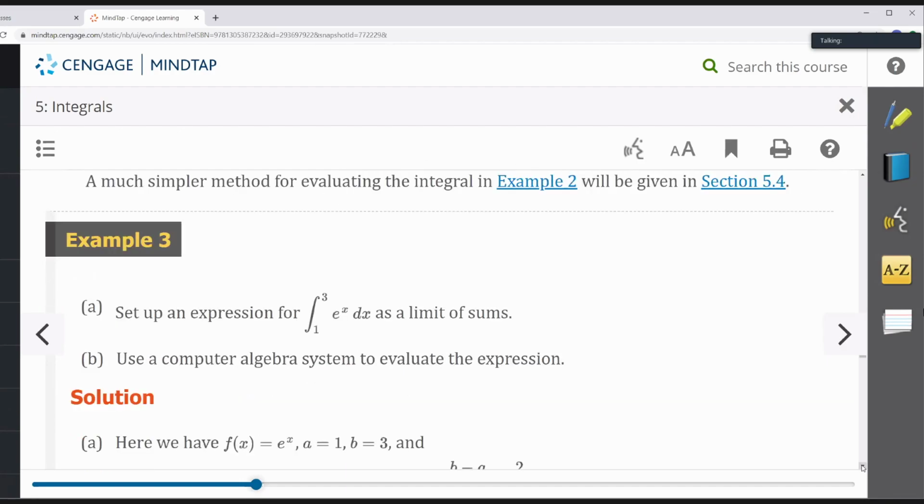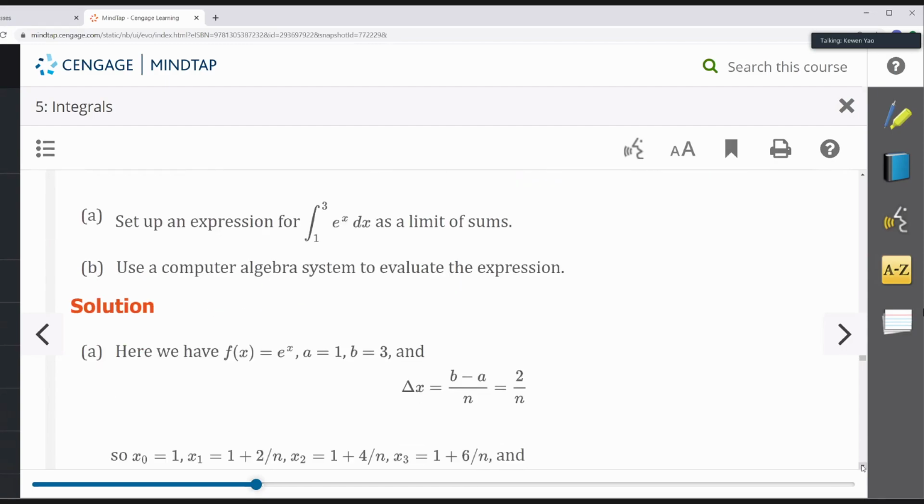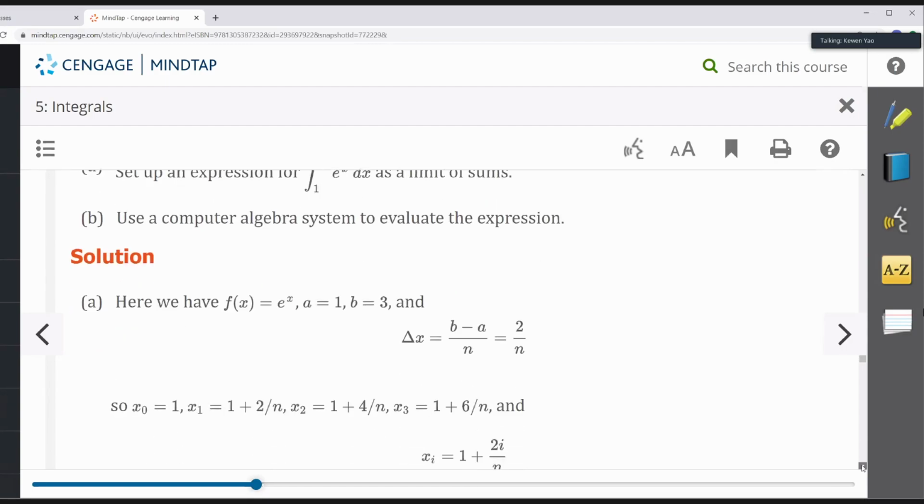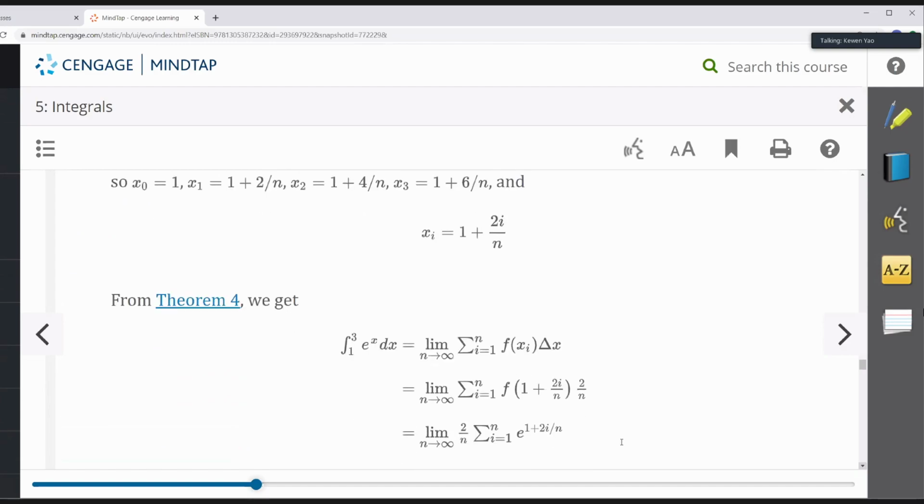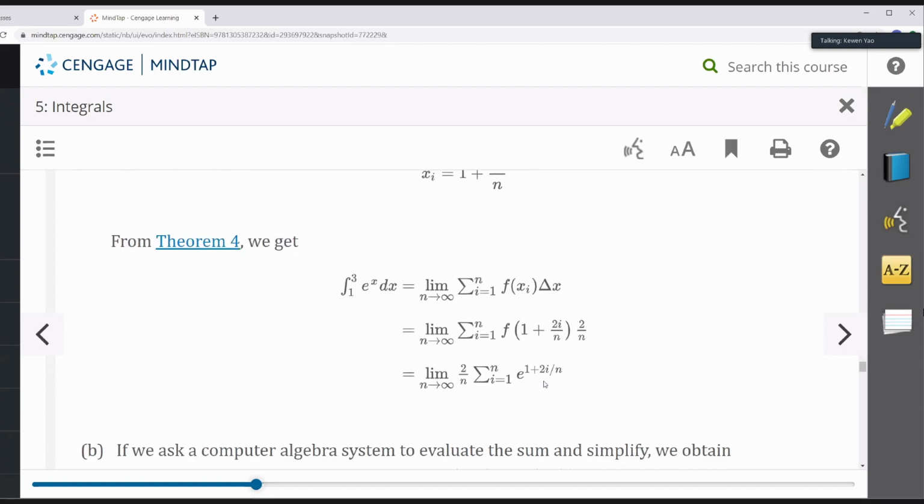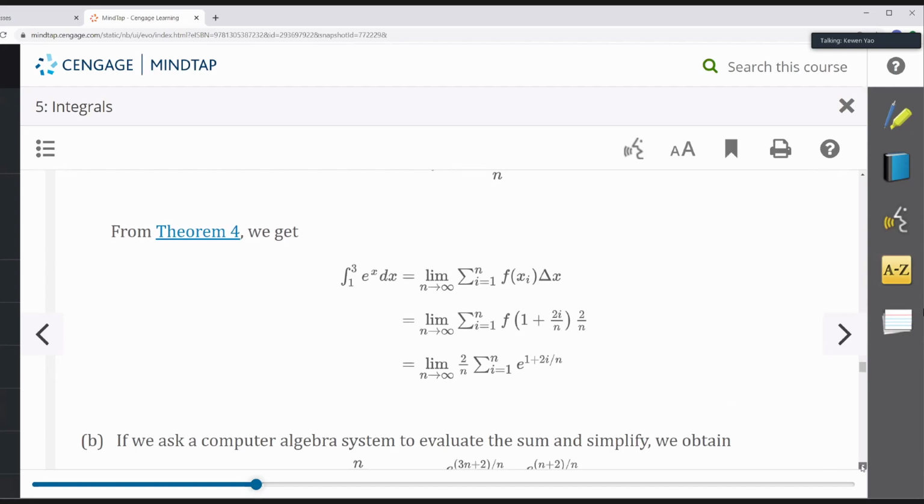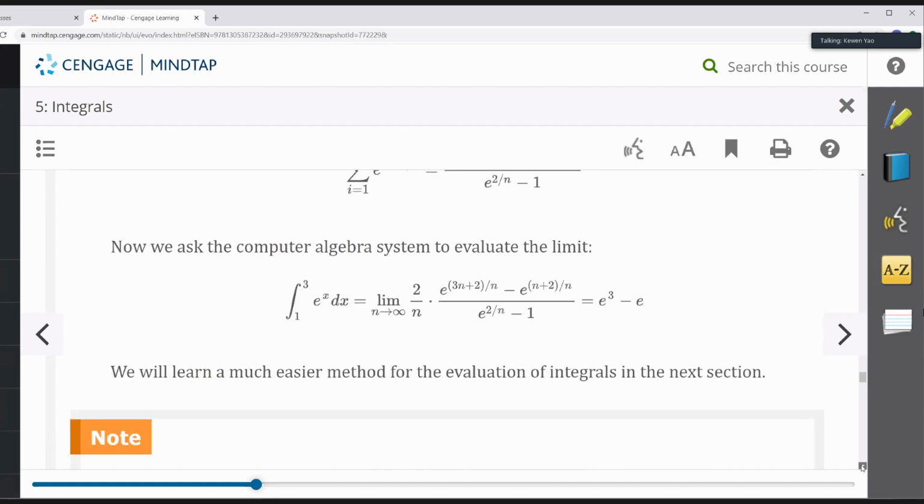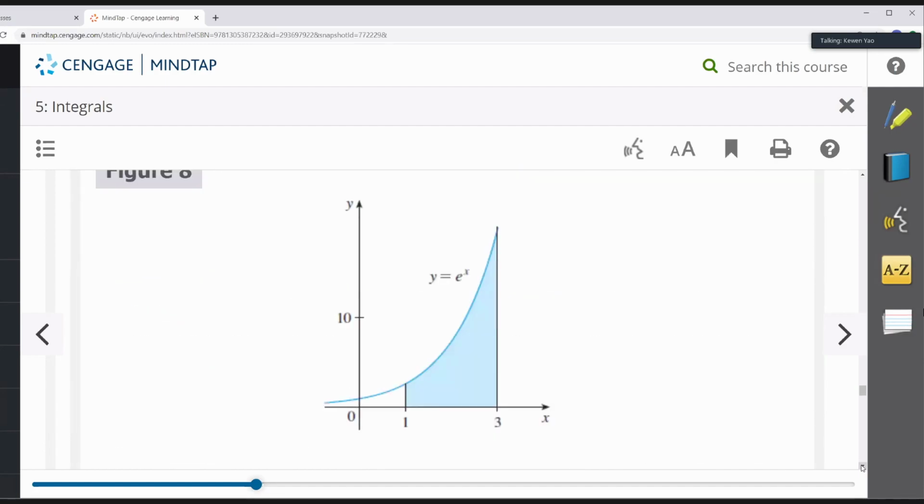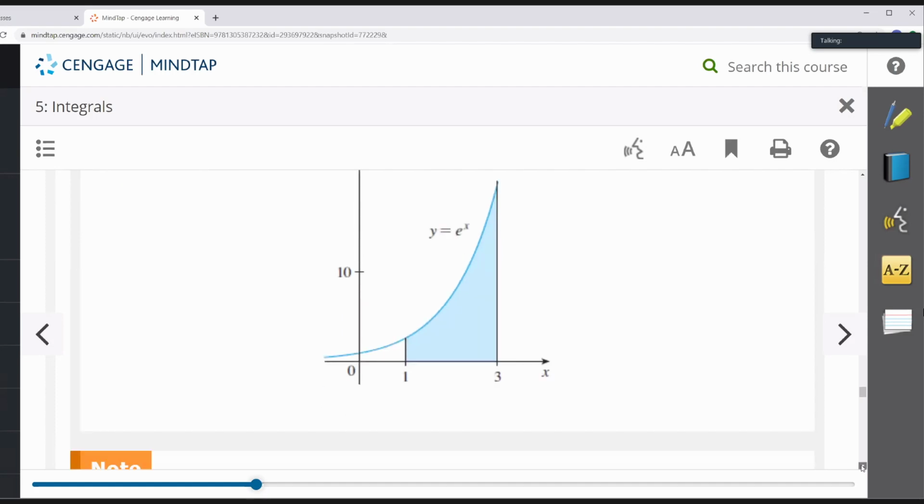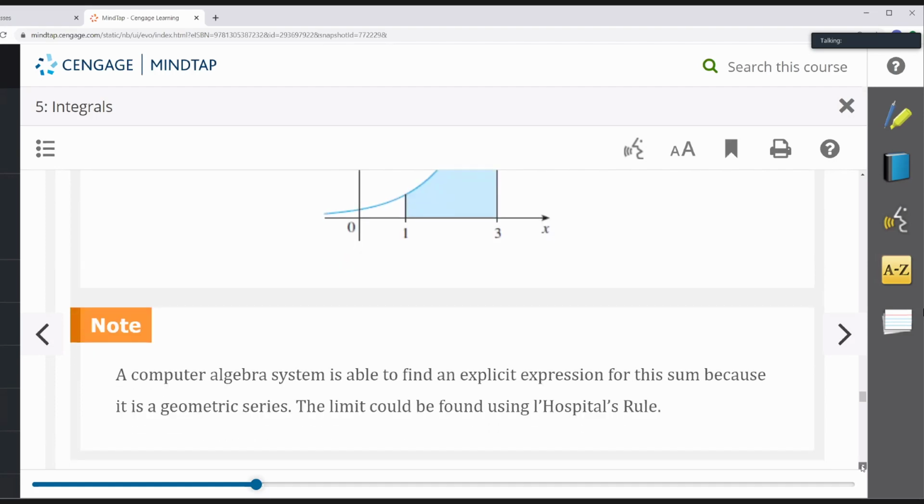You have to use computer algebra for this, but the Riemann sum is easy. This is the limit of the Riemann sum. But in order to evaluate this, you have to use computer algebra. Now this is a picture for this part. You want to evaluate the area between 1 to 3 under this y equals e to the x. So this is the answer.